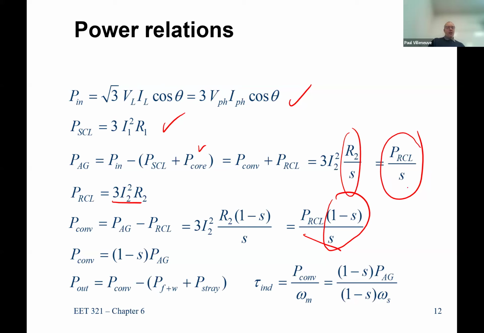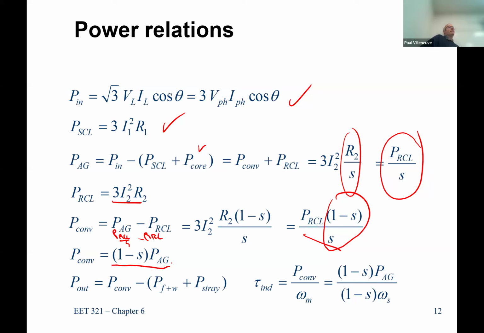All right. Now, why is this important? Because if I make this substitution, I see that I've got air gap power, which I got from here. I have my P rotor copper loss. So this is P rotor copper loss over S minus rotor copper loss. I can go ahead and substitute in this value. So I get P converted is equal to 1 minus S times P air gap. Why is that important to me? This is a very important equation. It tells you a lot about something really, really important.